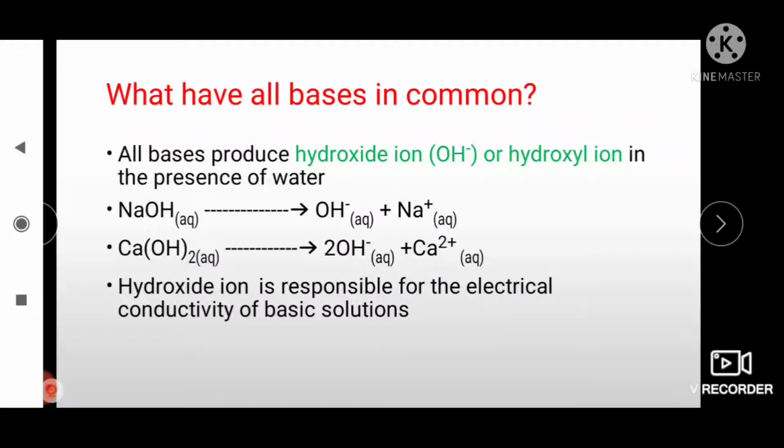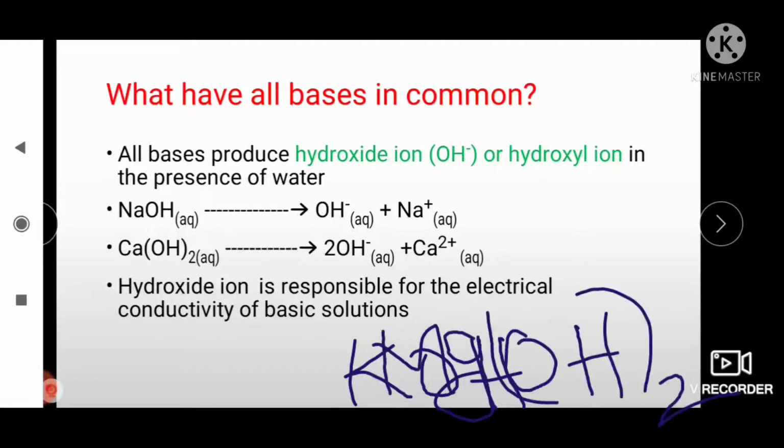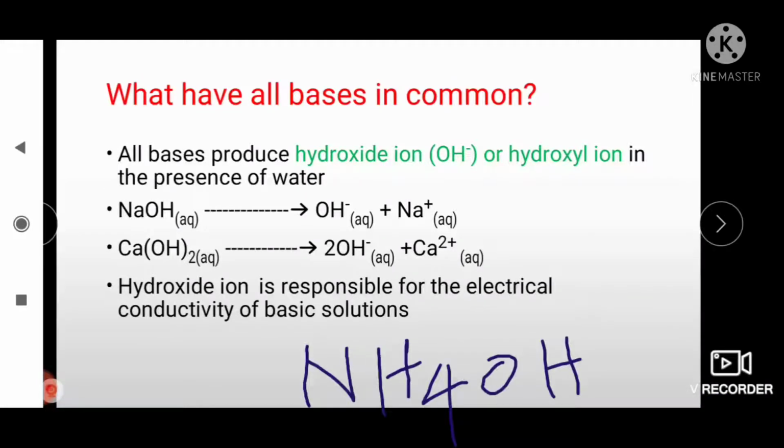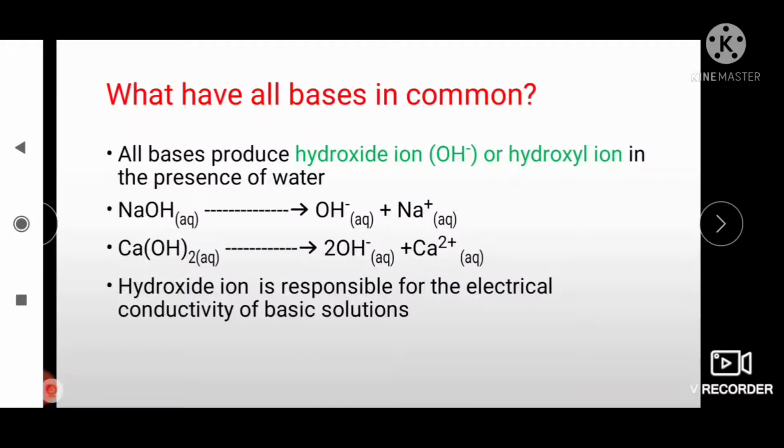NaOH, sodium hydroxide. KOH, potassium hydroxide. Magnesium hydroxide, Mg(OH)2. Calcium hydroxide. Ammonium hydroxide, NH4OH, are all bases because they dissolve in water to produce hydroxide ion, OH minus ion.